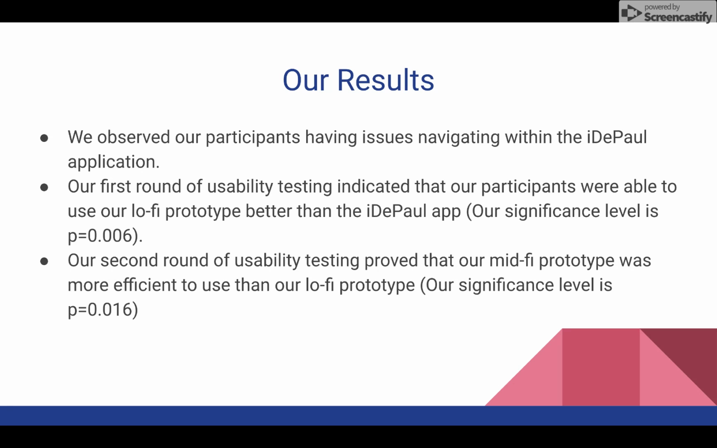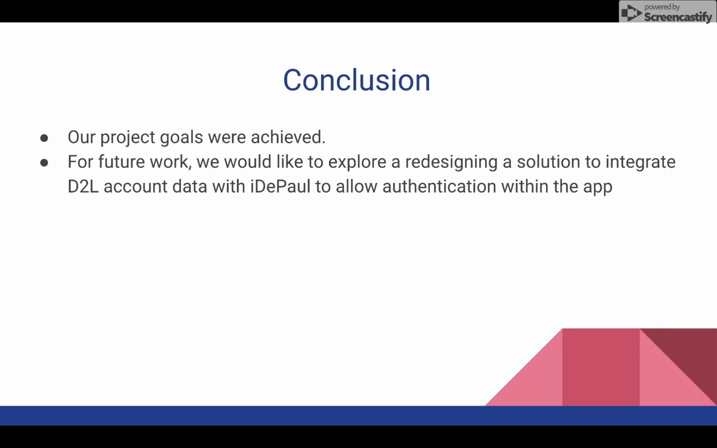In our second round of usability testing, we measured the time on task. We also found that our mid-fi prototype was more efficient to use than our lo-fi prototype. And users reported that they found both easy to use, but they felt more comfortable using the mid-fi prototype. This also allowed them to complete tasks quicker, which we found in our statistical analysis.